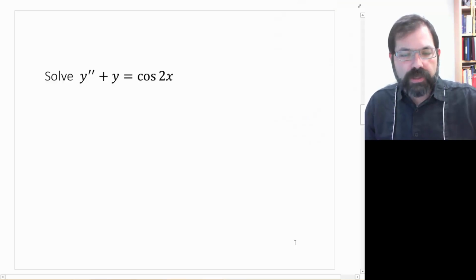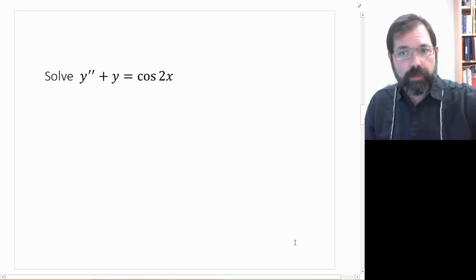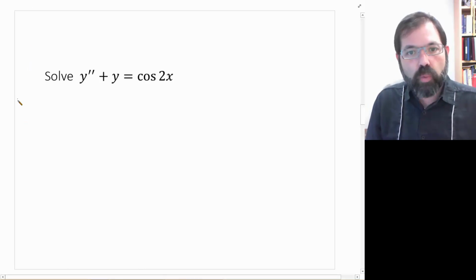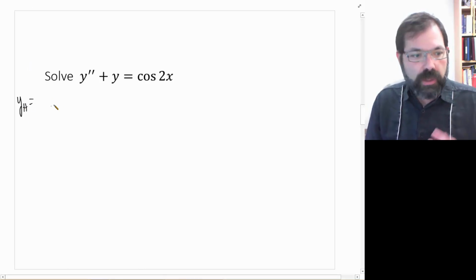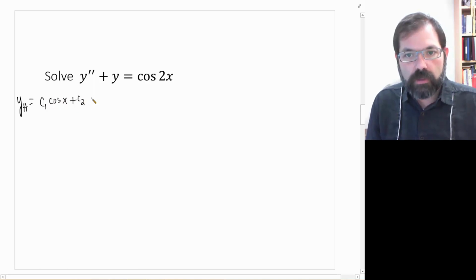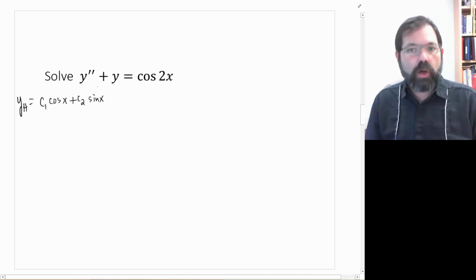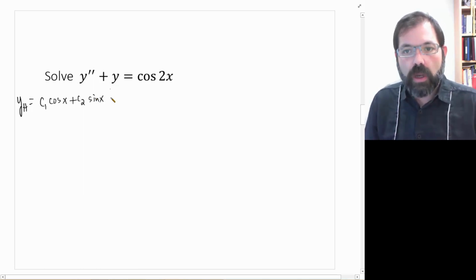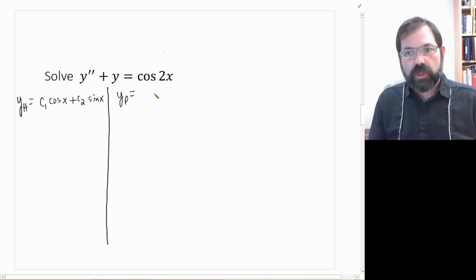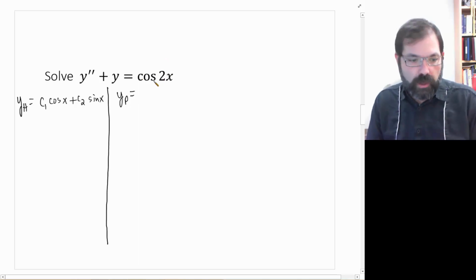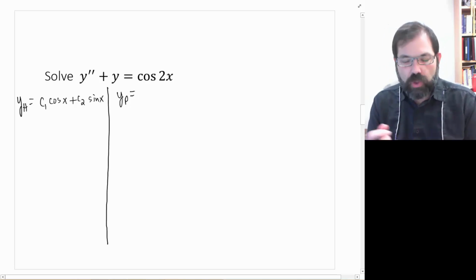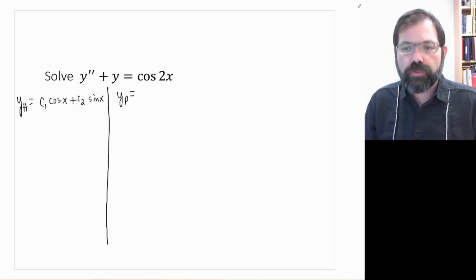All right, here's a third example. Here again we have y double prime plus y, but now it's equal to cosine 2x. Again, the y sub h will be c1 cosine x plus c2 sine x, because the homogeneous part has not changed. Now for the particular solution, y sub p, we focus on the f of x, and now it's of the form cosine 2x. Well, it's not exponential and it's not a polynomial. So this is a new form.